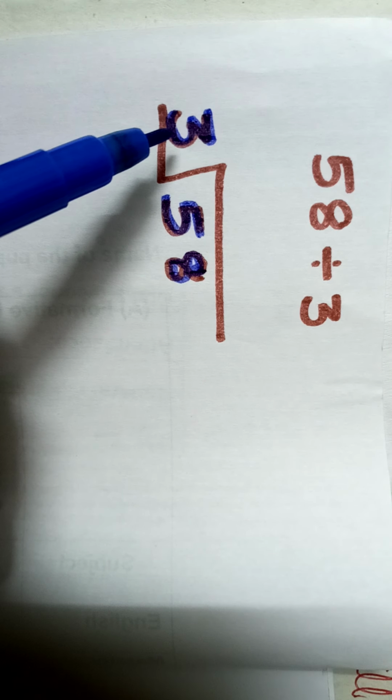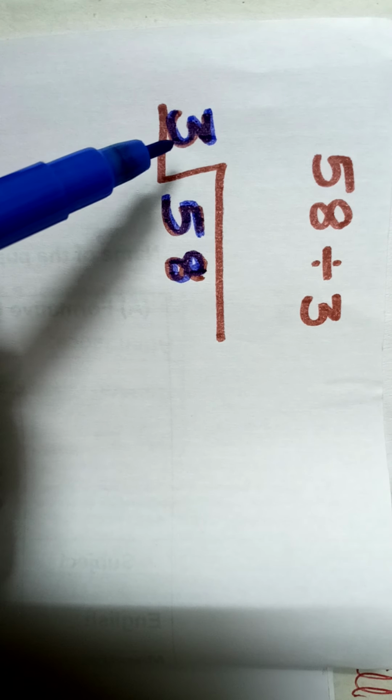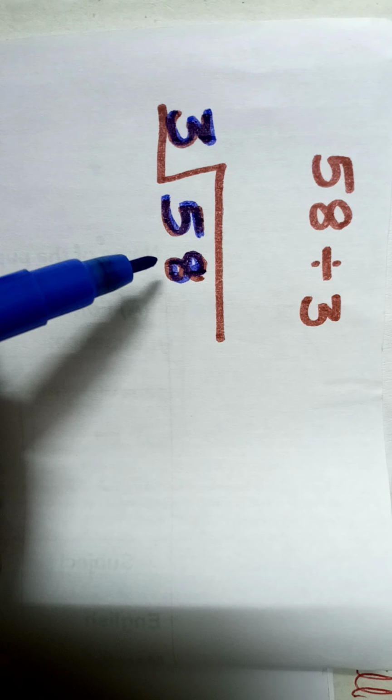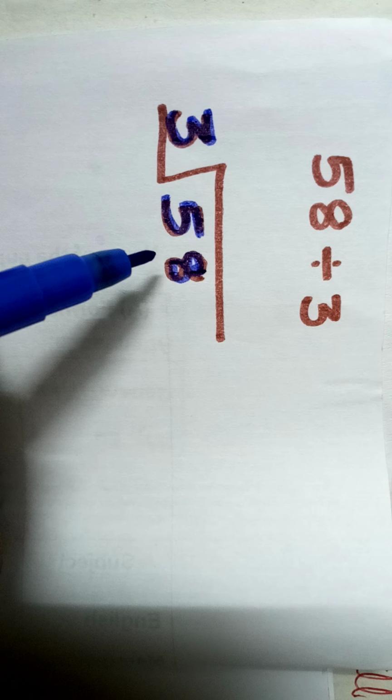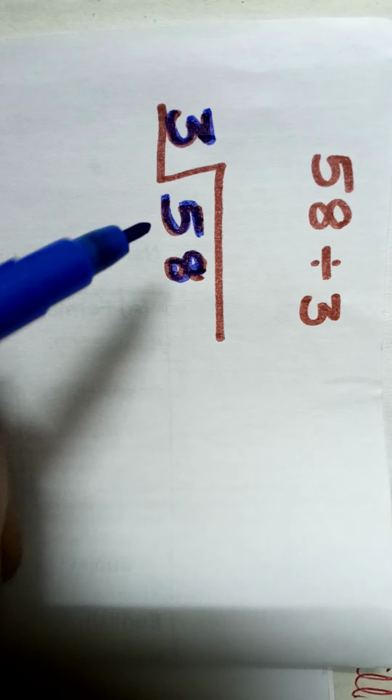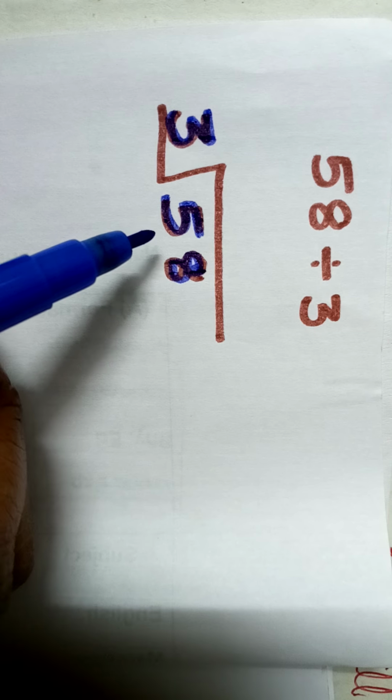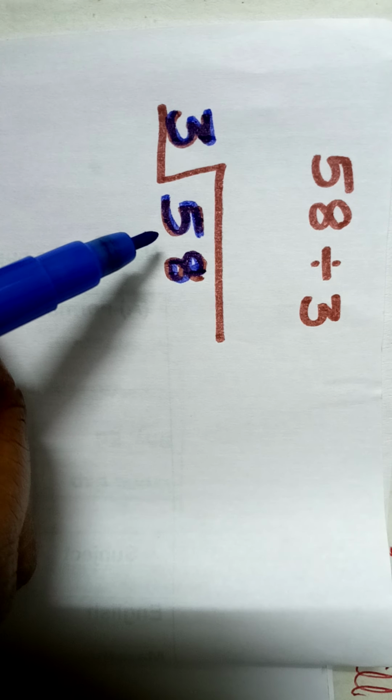So we have to count the table of 3. Now just pay attention. This is 58. When you take the table of 3, you have to see 3 tens are 30. Last one is 3 tens are 30. That means the table of 3 stops at 30.